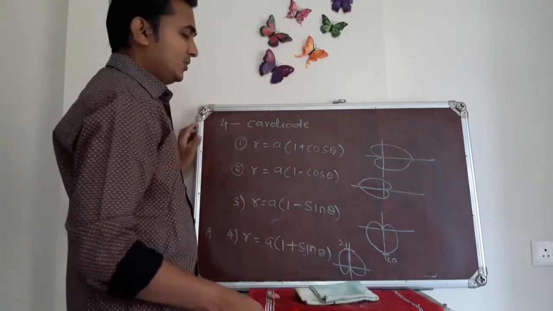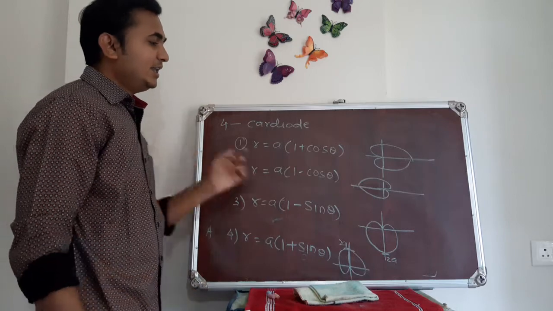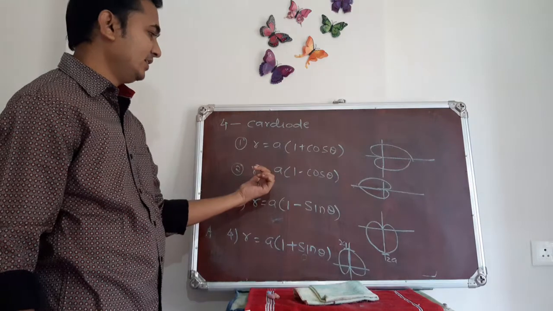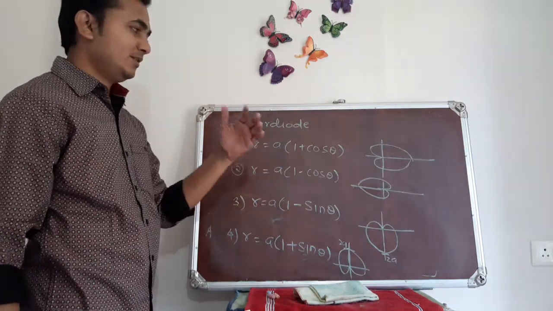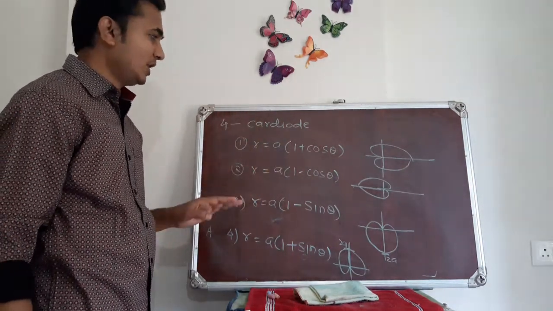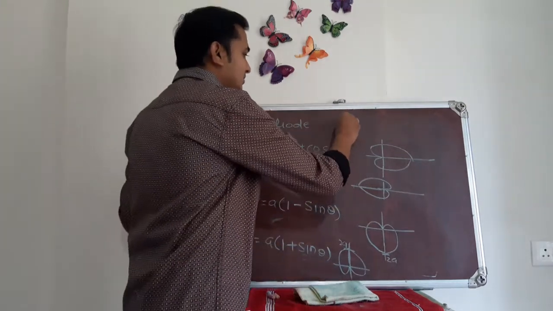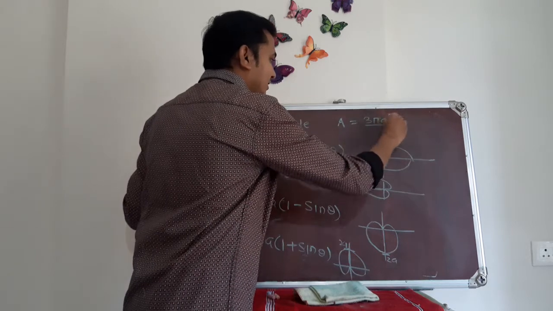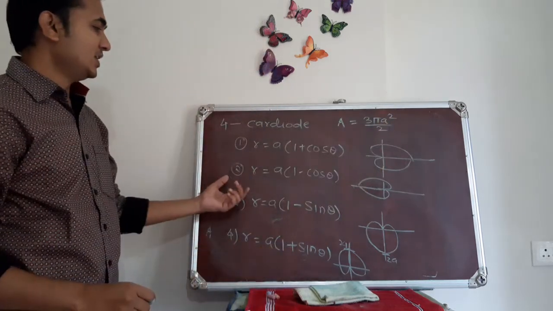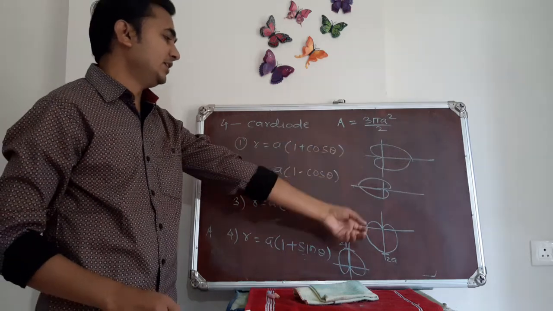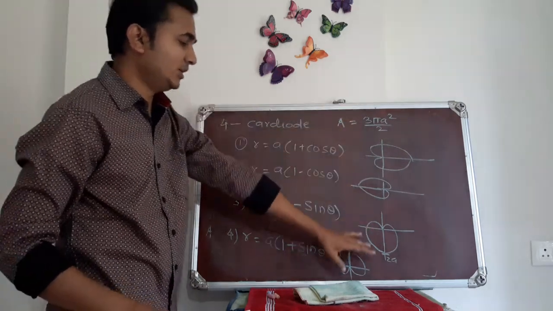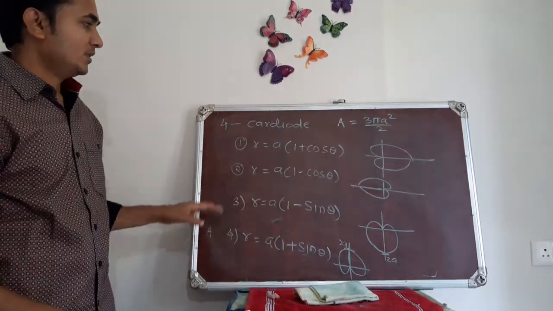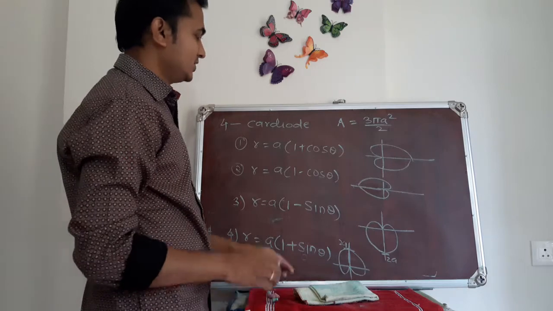So you can prove that the area of each cardioid is the same. Okay, whatever we did for this second one, you can do it for all these 4 cardioids, and that area turns out to be A equal to 3 pi a square by 2. Okay, the area of each of the cardioids is 3 pi a square by 2.